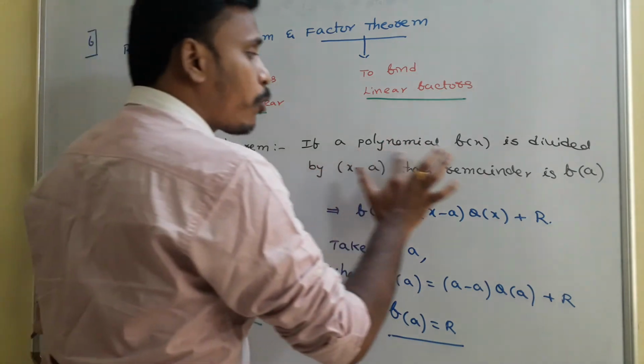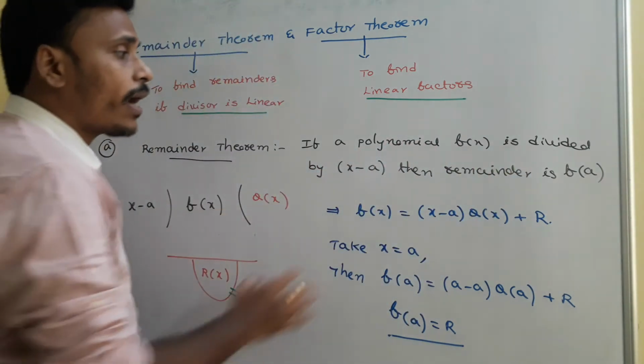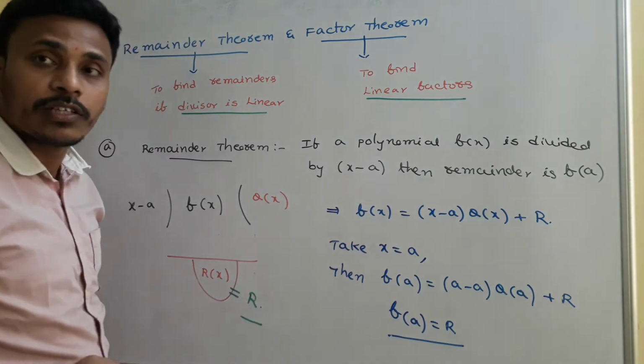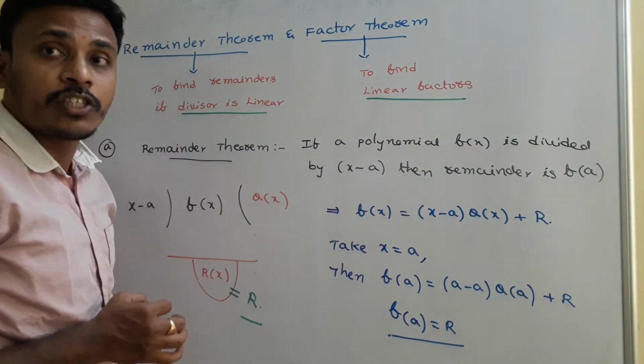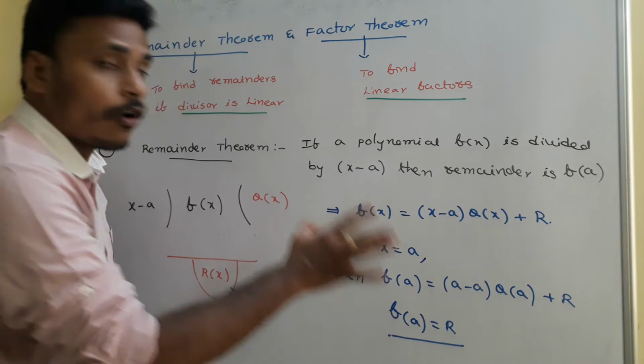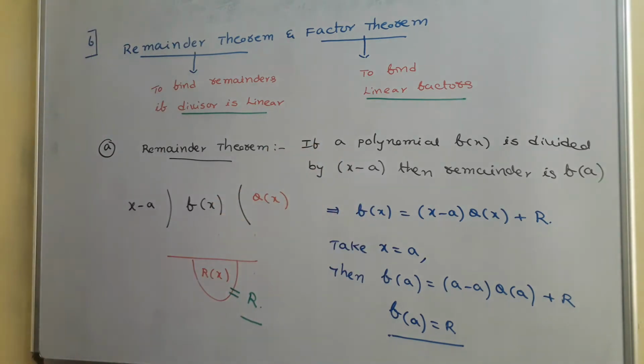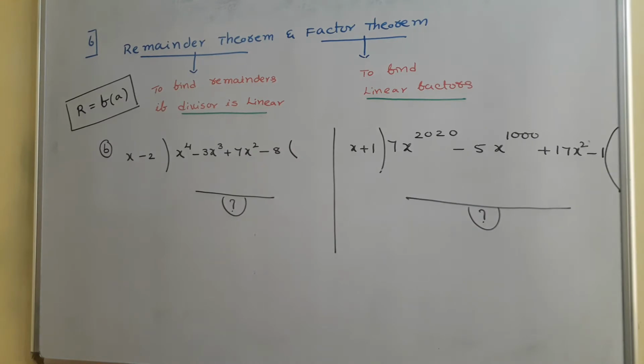I have a polynomial f of x and we are dividing that polynomial with the linear factor x minus a. Then the remainder obtained in that situation is what? F of a. That's it. Okay, just have a look. So just look at the board.